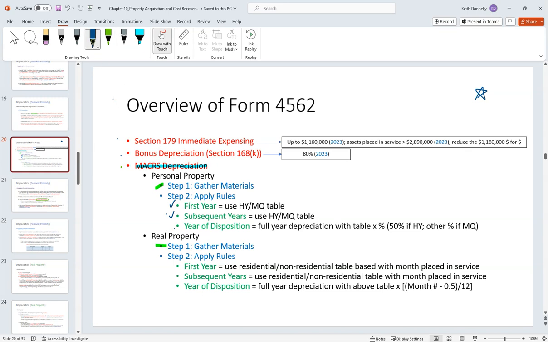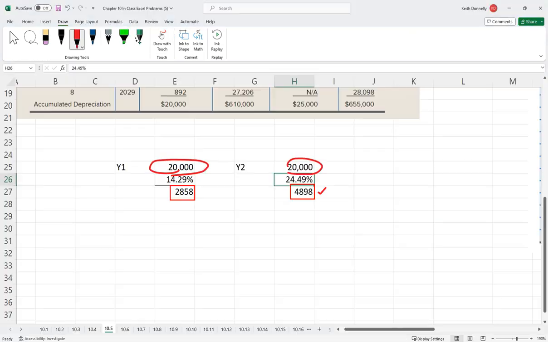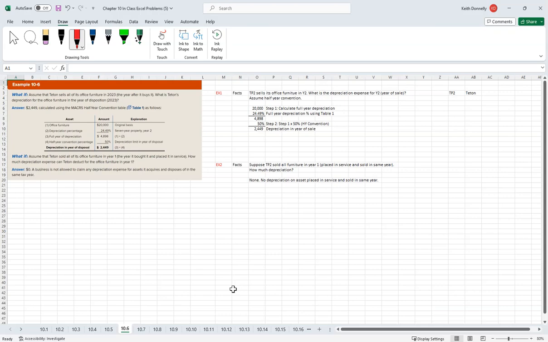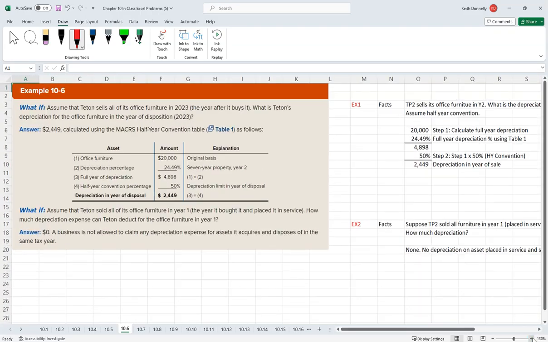Right, what do we do in the year of disposition? Well, essentially what you do is you do a full year of depreciation. So you just use the table, $20,000, whatever the basis is, times the percentage. And then if it's half year, you multiply it by 50%. So let's look at an example here and kind of say, hey, why are we doing this, right?